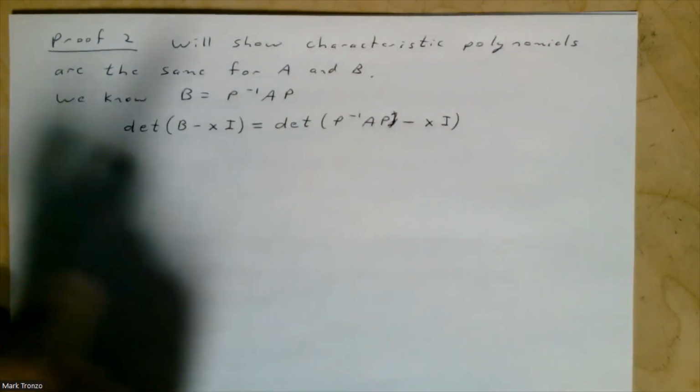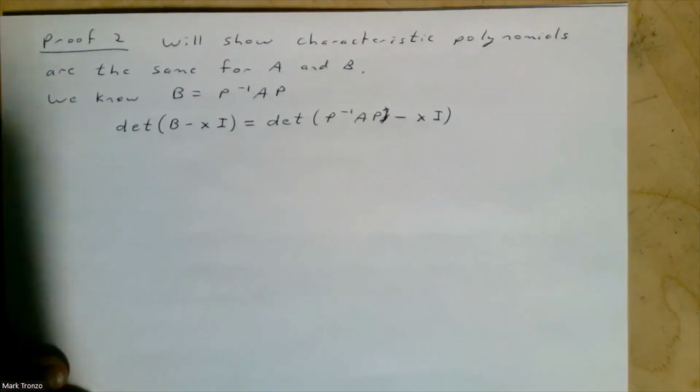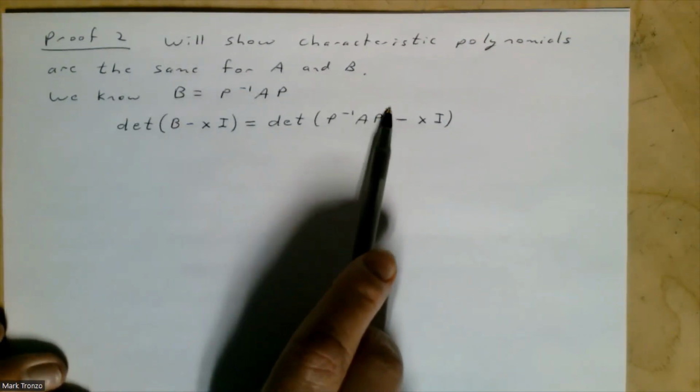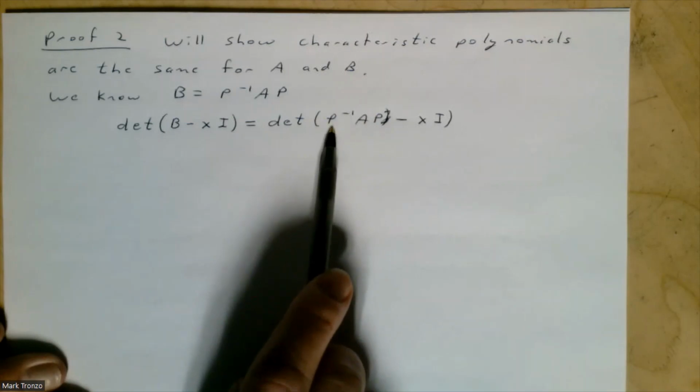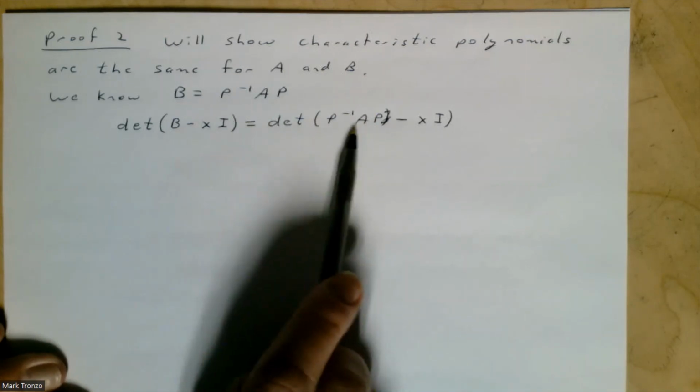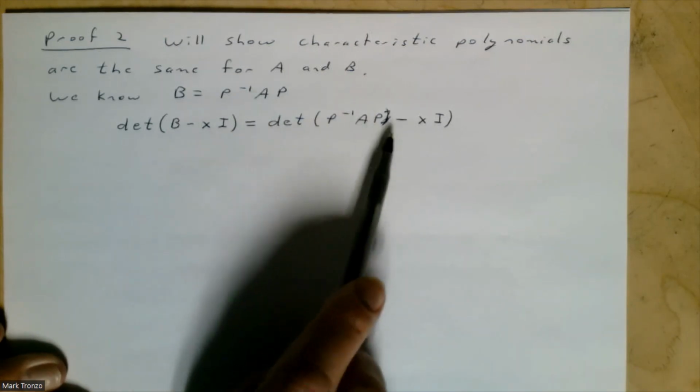Like this. Sorry about that. It's kind of messy. So this is the determinant. There should not have been a parenthesis here. So I'm just replacing this B with this.